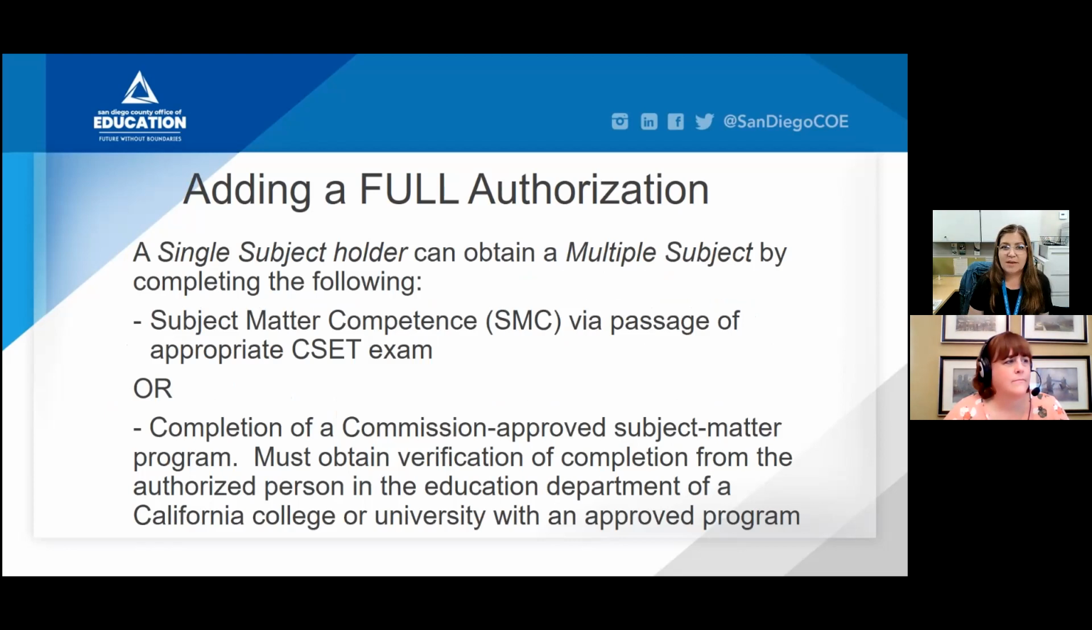So what about the other way around? If you have a single subject and you now want to get a multiple subject, how do you go about doing that? You are also going to pass the exams, this time the CSET exams for multiple subject. And if you don't do the exam route, you can also do the subject matter waiver program through a college, and then you would need to get the letter on letterhead from the approved person at the college to show that you met subject matter competency.